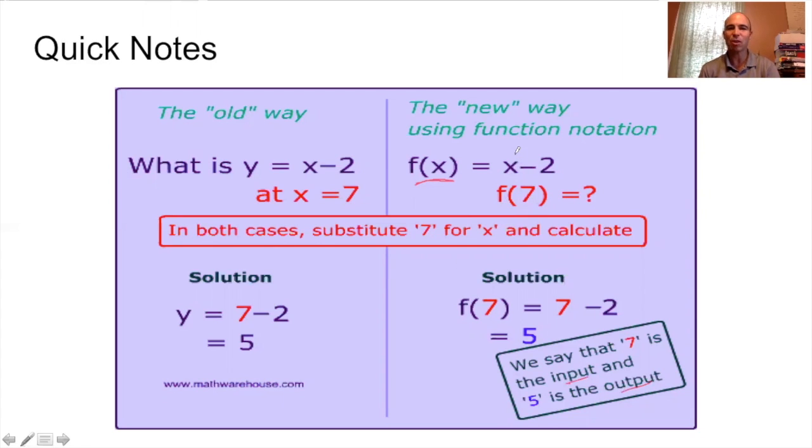So in this case, your input was your X, right? And the output is whatever you end up getting, right? Whatever you get here, also known as f of X.